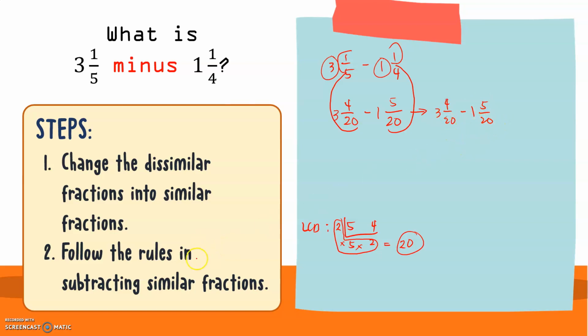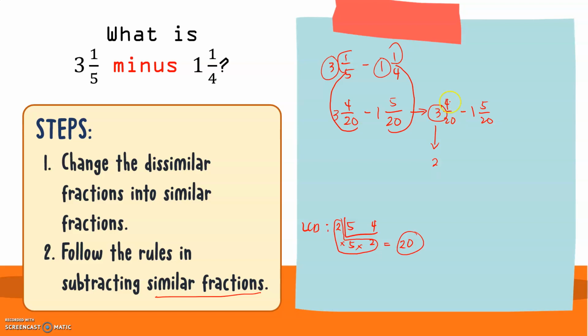Okay, now let's proceed to subtracting similar fractions since they now have the same denominators. 4 minus 5. Okay, we cannot subtract 5 from 4. Therefore, we will do regrouping here. So we'll borrow 1 from 3, and 3 will become 2.